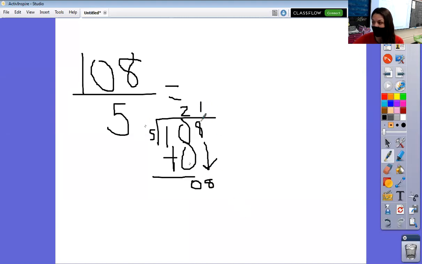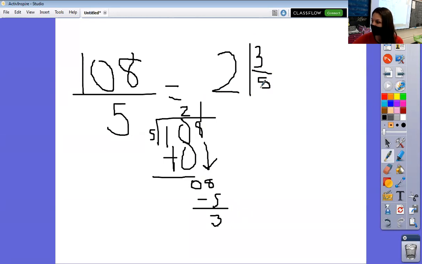5 goes into 8 one time, but it looks like I have some leftovers, right? So 21 whole times, but 3/5 left over.